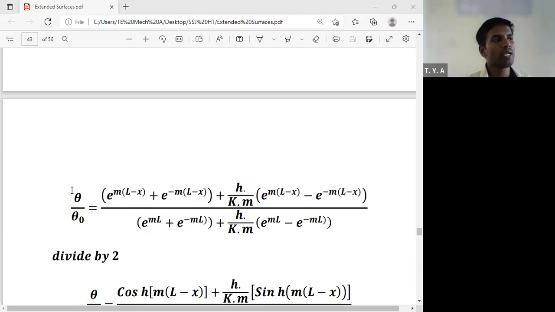या व्हॅल्यू पुट केल्या की तुम्हाला इक्वेशन मिळेल थीटा अपॉन थीटा 0 इज इक्वल टू e रेस टू m. ज्यांना कुणाला सिम्प्लिफाय करायचं असेल तर तिथे जागा सोडा, तुमचे तुम्ही सिम्प्लिफाय करा, तुम्हाला हेच इक्वेशन मिळणार आहे. थीटा अपॉन थीटा 0 इज इक्वल टू e रेस टू m इंटू ब्रॅकेट l मायनस x प्लस e रेस टू मायनस m इंटू ब्रॅकेट l मायनस x प्लस h अपॉन k इंटू m इंटू ब्रॅकेट e रेस टू m इंटू ब्रॅकेट l मायनस x मायनस e रेस टू मायनस m इंटू l मायनस x divided by e raised to ml plus e raised to minus ml plus h by km e raised to ml minus e raised to minus ml.